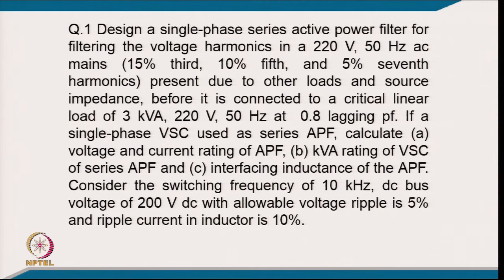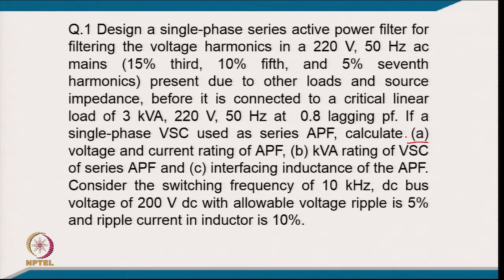From the first example, design a single phase series active filter for filtering the voltage harmonics in 220 volt 50 hertz AC mains, which consists of 15% third, 10% fifth and 5% seventh harmonics present due to the other loads and source impedance before it is connected to a critical linear load of 3 kVA at 220 volt 50 hertz at 0.8 lagging power factor.